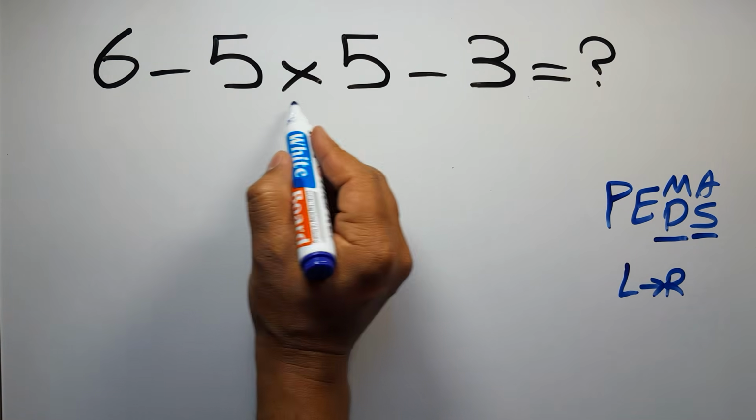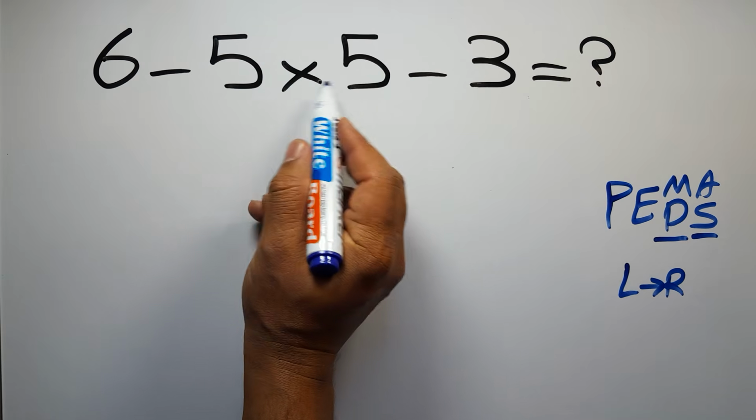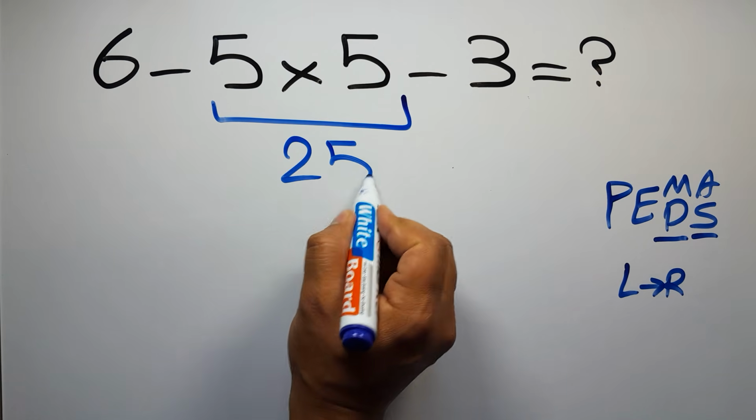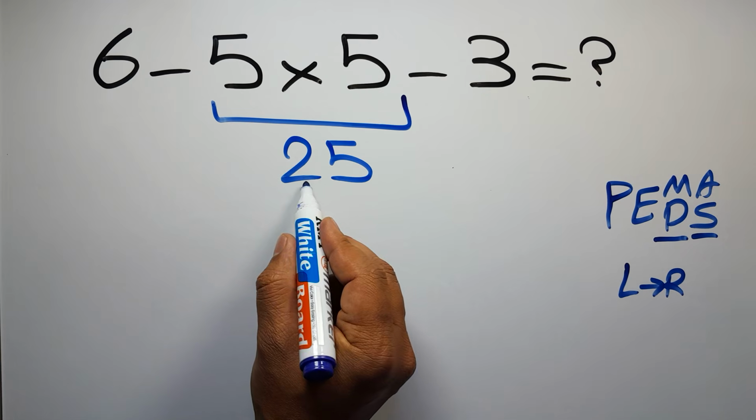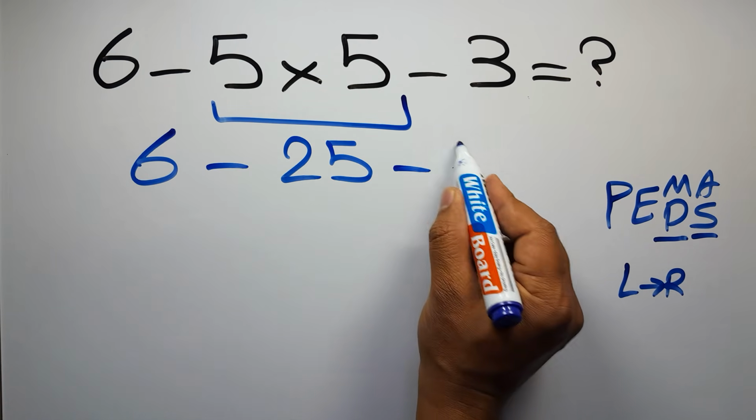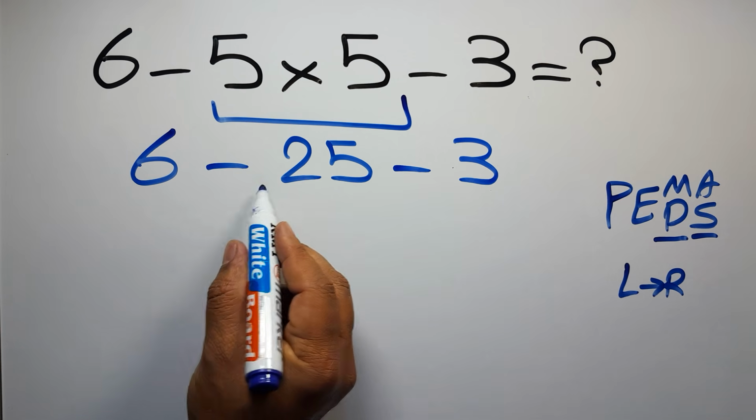So first we have to do this multiplication. 5 times 5 equals 25. So we have 6 minus 25 minus 3. Now we have to do this subtraction.